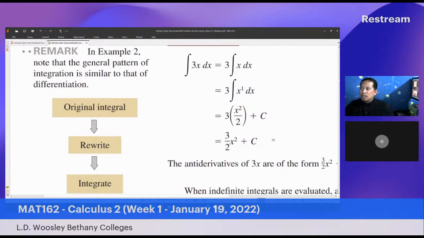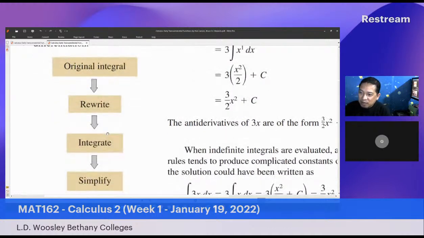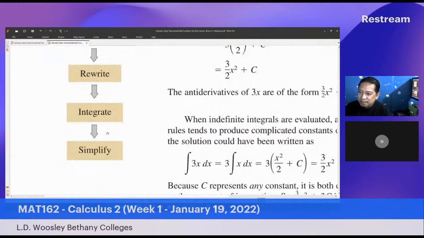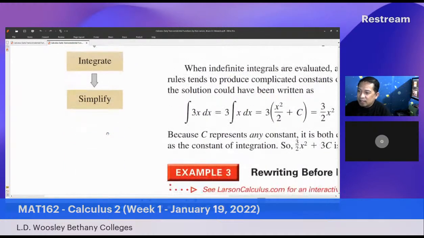So ito yung mga pattern as provided by Larson and Edwards, the author of our book. So the original integral we may rewrite. When we rewrite the expression, pwede natin palabasin na yung constant para mag-focus lang tayo sa variable. And then after rewriting, you integrate and afterwards simplify. Alright?